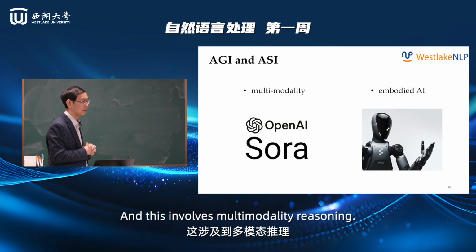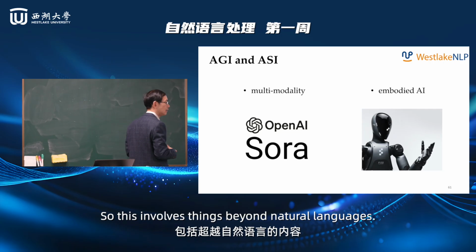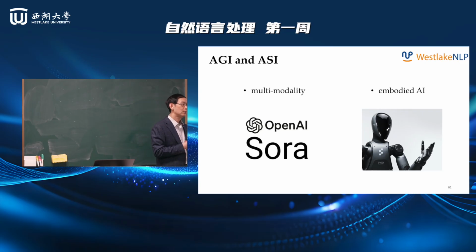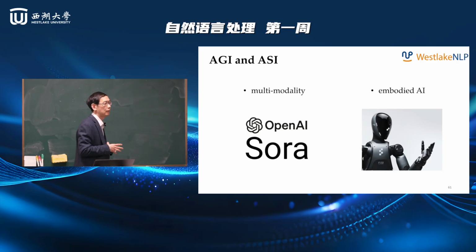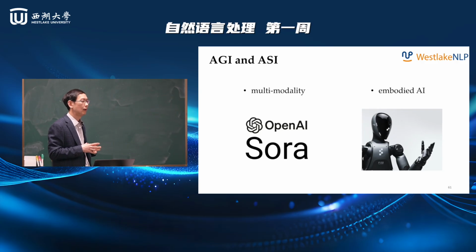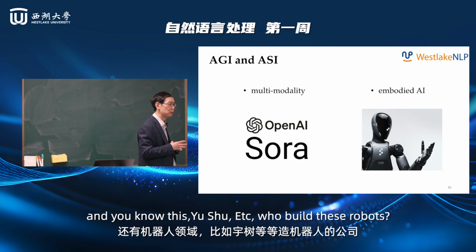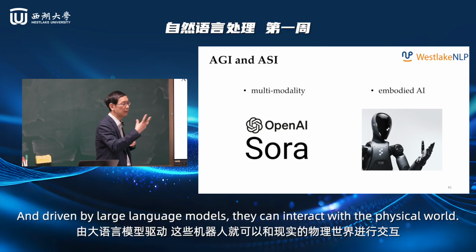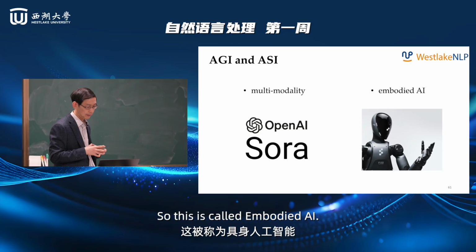Okay, and this involves multimodality reasoning. So this involves things beyond natural languages. Okay, for example, there are algorithms such as Sora, which can help you generate a small video clip according to a description. Okay, there are also Figure, and Unitree, etc. So who builds these robots, okay, driven by large language models that can interact with the physical world. All right. So this is called embodied AI.